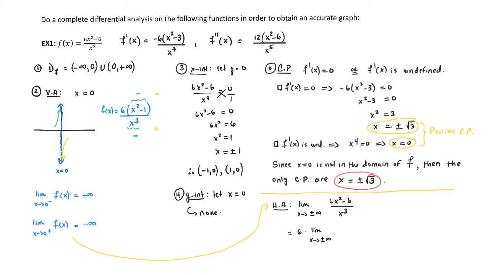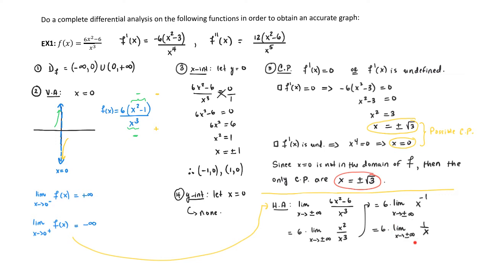So this will be here the limit as x goes to positive or negative infinity of x squared divided by x to the third. So that is going to be equal to 6 times the limit as x goes to positive or negative infinity of x to the negative 1, which is going to be 6 times the limit as x goes to positive or negative infinity of 1 divided by x.